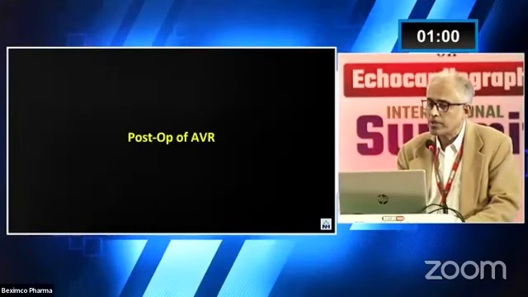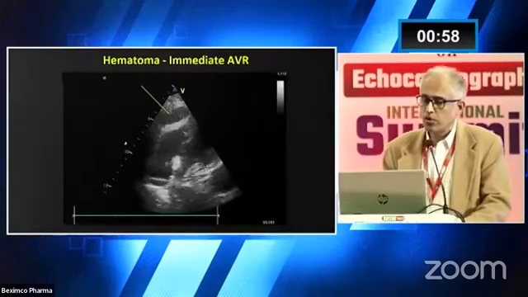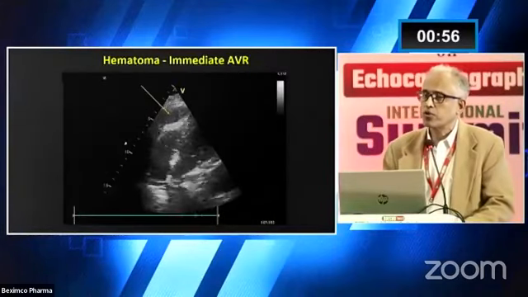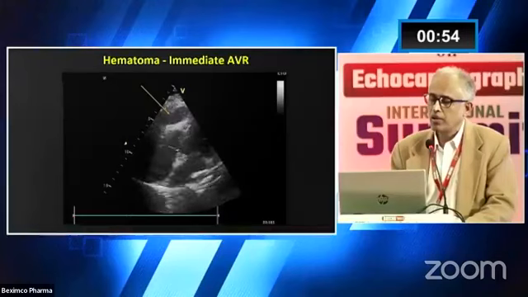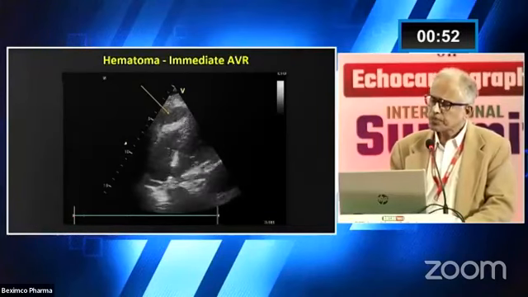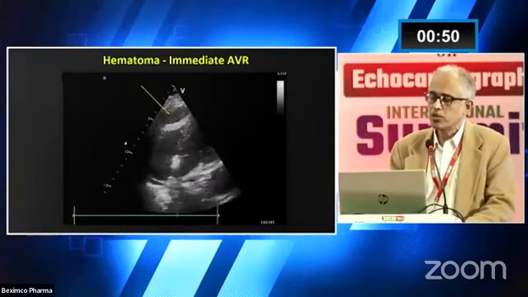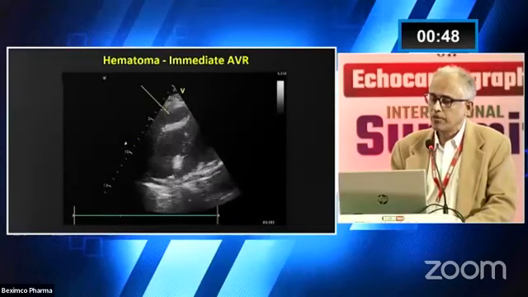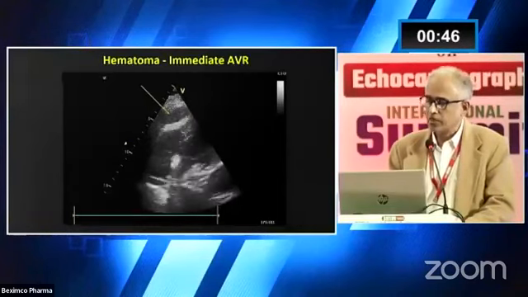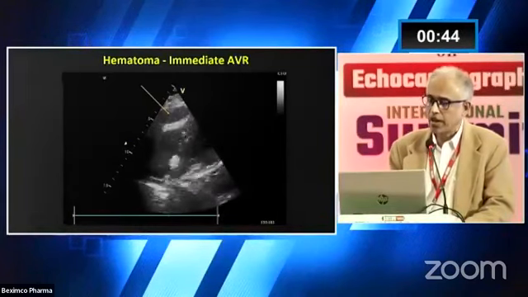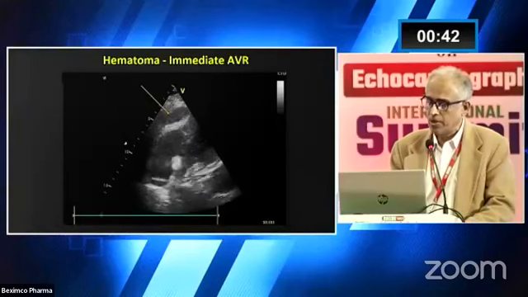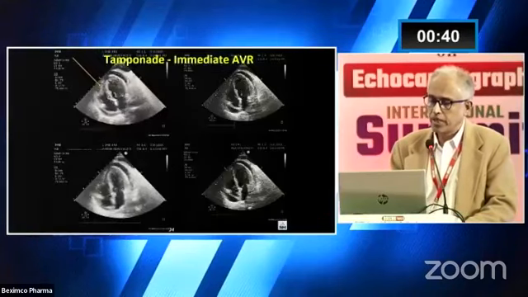And patient comes out and then is in the post-op ward. So what are you going to look at? The first and foremost is usually going to be the pericardial effusion, tamponade. So this is an example of hematoma. This is a big hematoma which is compressing the RV, and you can see that the normal contour of the RV is lost, and immediately this patient was taken for re-exploration there.